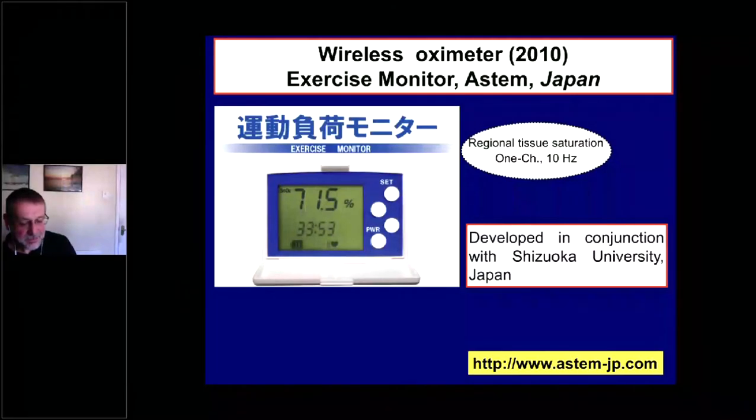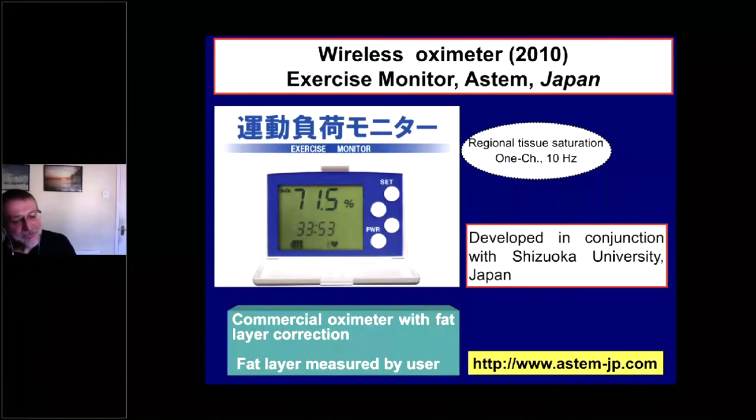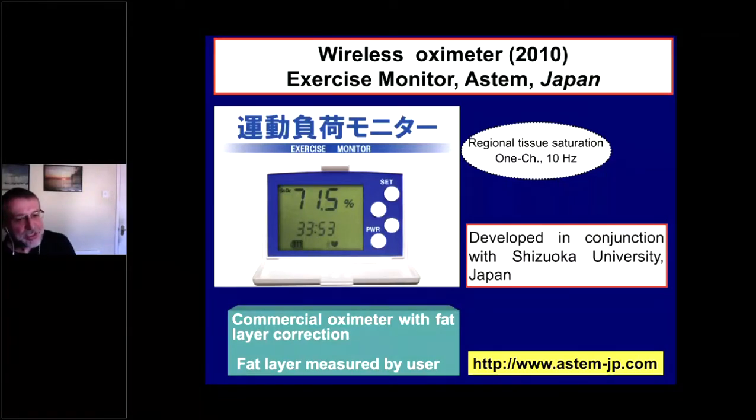This is a device that was marketed about 10 years ago now, a Japanese device, and it did have a fat correction, but interestingly, the user themselves made a measurement. They made a skin fold measurement, and they fed that into the device. So I think that's a good idea, actually. Certainly, if I'm reviewing scientific papers with near-infrared spectroscopy, I'm always telling people I need to know what the fat layers are, even if you're just using a caliper, nothing more sophisticated. I need to know what they are, because that has an effect on interpretation of what's going on. So measuring it and correcting it is quite interesting.